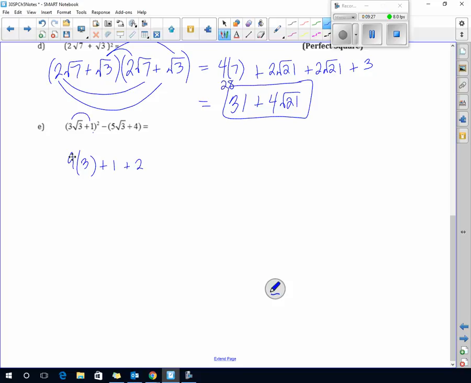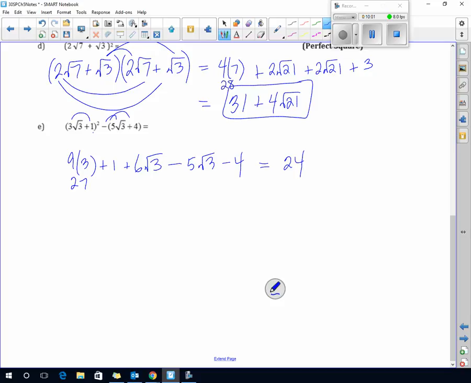And then what does this minus mean with the brackets? That means it's going to distribute to both terms, right? So minus 5 root 3 minus 4. So I get 27 plus 1, subtract 4. What do I get? 24. And then 6 root 3 subtract 5 root 3 is 1 root 3 or just plus root 3. And that's my final answer. Are we good?